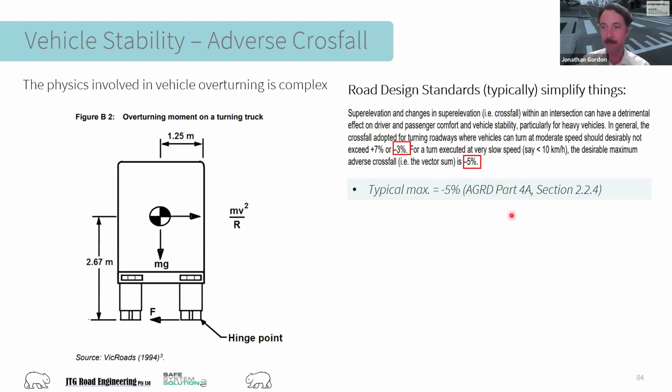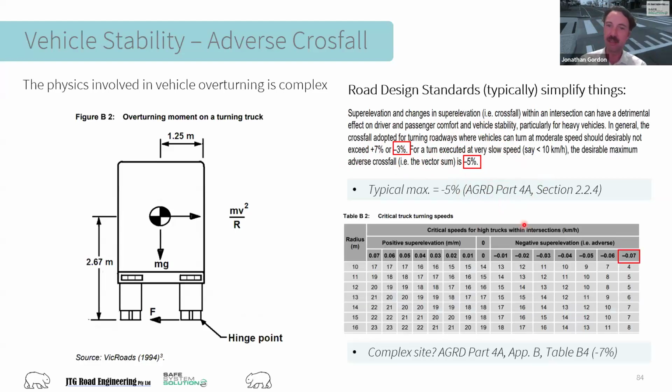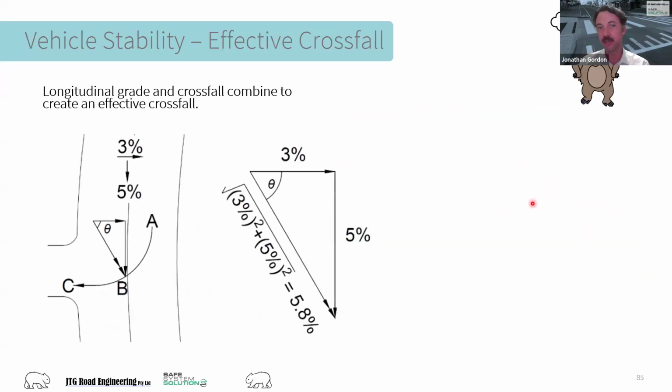Well, let's say 5% is our preferred maximum adverse crossfall in Austroads guides. But then hidden away in the appendices as well, they say, well, actually, sometimes we'll make it 7%. And that's actually true because anything after 7% starts to become pretty unstable, even in a straight line, so not even turning. So let's just chat through how this all operates and what to consider for your site, because it's not just crossfall, it's the effective crossfall, as I refer to it.